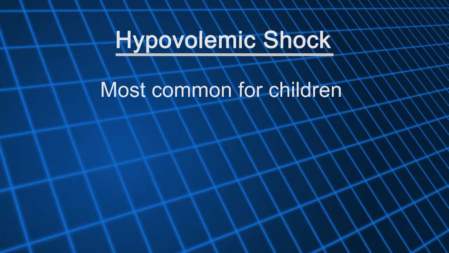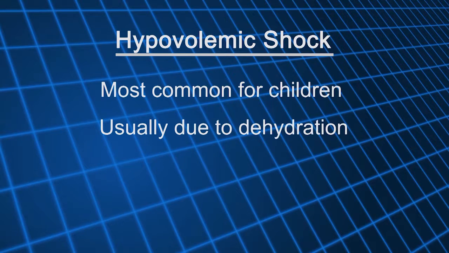Hypovolemic shock is the most common form of shock seen in children. It is usually due to dehydration that may be the result of GI problems such as vomiting and diarrhea, excessive urination as seen in DKA, or a capillary leak due to a burn injury.